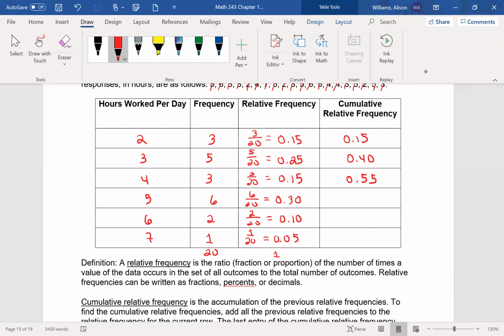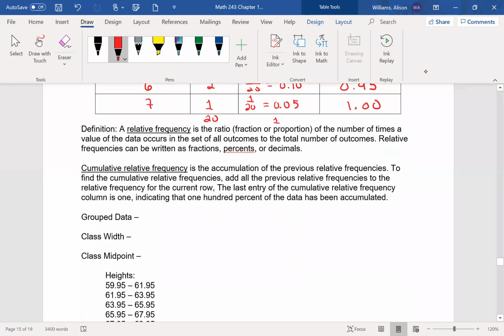Then adding the 30% is going to give us 0.85. The 10 is going to be 9.5. And the last one is going to be 1.00, or just 1 for the 100% that we have reached. Now, I do keep talking about decimals in terms of percents, and we do use them interchangeably in statistics. So when I see 0.15, I can think of that as 15% pretty readily.